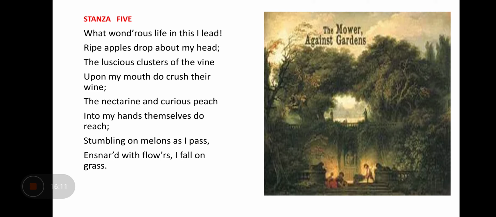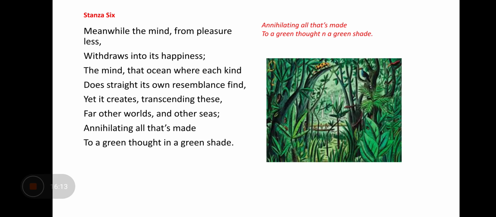When we go further to stanza 6, it reads like this. Meanwhile, the mind from pleasure's less withdraws into its happiness, the mind, that ocean where each kind does straight its own resemblance find, yet it creates, transcending these, far other worlds and other seas, annihilating all that's made to a green thought in a green shade.